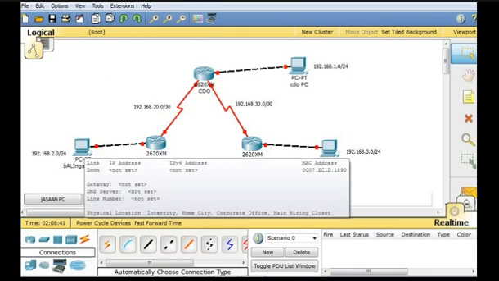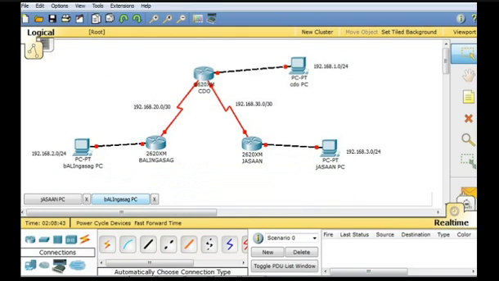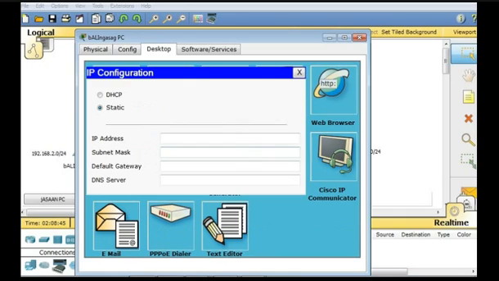Next, Balingasag PC. The IP address is 192.168.2.2, and the subnet mask is 255.255.255.0. And the default gateway is 192.168.2.1.